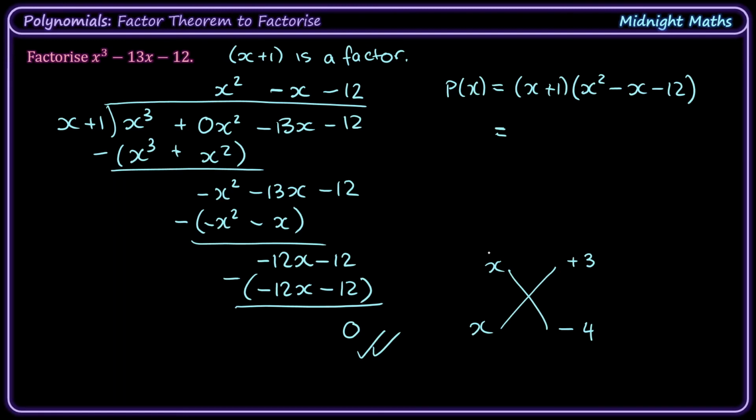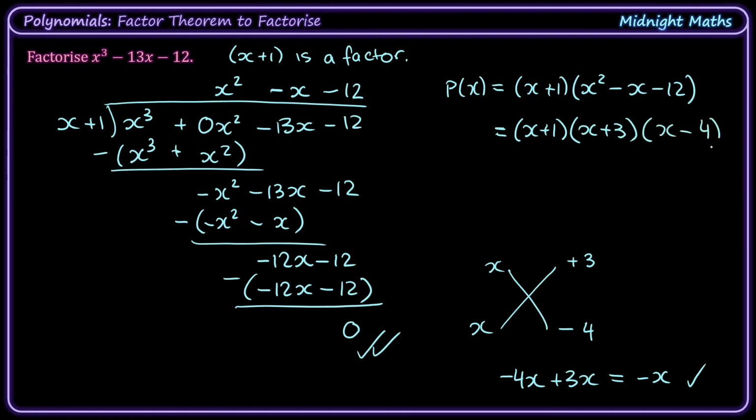Doing the multiplication along the diagonal, x times -4 is -4x, x times 3 is plus 3x, and that gives you -x, which is the middle term, which means that we found the factors correctly. So all we have to do is put this into one bracket and this into another bracket. We'll keep this bracket going, and then we'll put the first bracket x plus 3, and the second bracket x minus 4. And now that's a fully factorized expression for p of x.